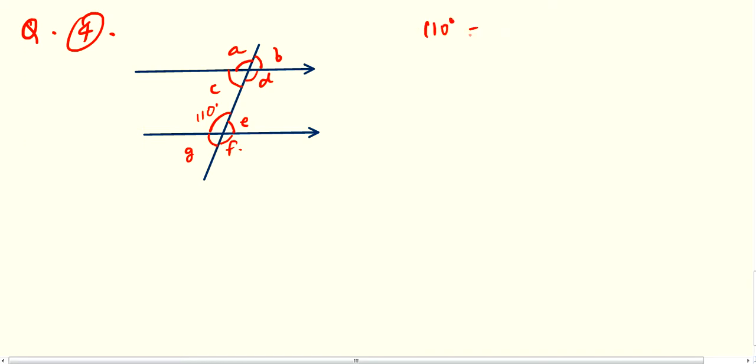110 degree will be equal to angle F. The reason is vertically opposite angle. Clear? Now this 110 degree and this angle E, these two are adjacent angles. Why? Because they are making a straight angle. So as you know, they are making a linear pair. So 110 degree plus angle E will be equal to 180 degree.